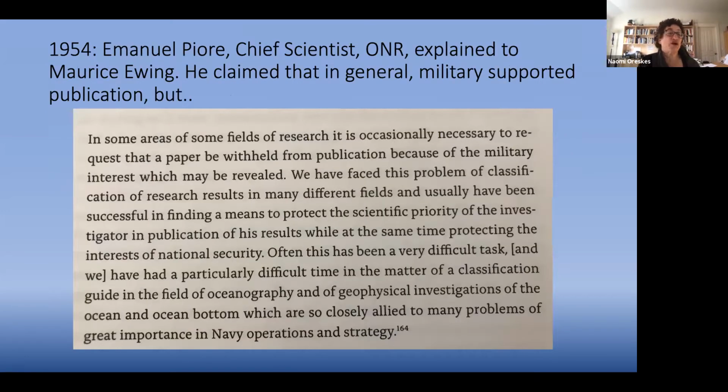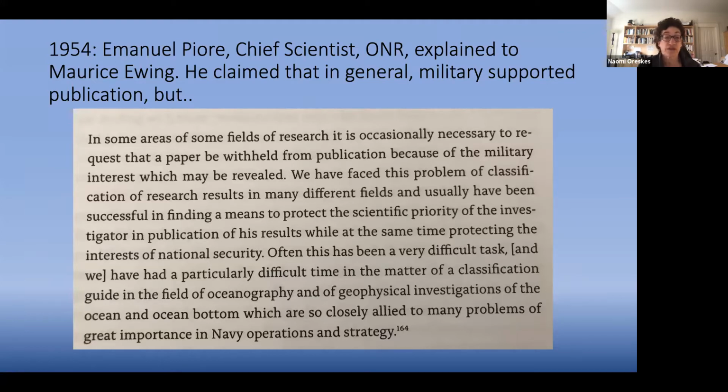At one point, Revelle is so frustrated that he reaches out to Emmanuel Piore, the chief scientist of ONR. Maurice Ewing reaches out to Piore, and Piore writes back to Ewing, and he claims that in general, the military does support publication, but, he says, in some areas of some fields, it is occasionally necessary to request that a paper be withheld from publication because of military interest, which may be revealed. We have faced this problem of classification of research results in many different fields, and usually have been successful in finding the means to protect the scientific priority of the investigator in publication of his results, while at the same time protecting the interests of national security.